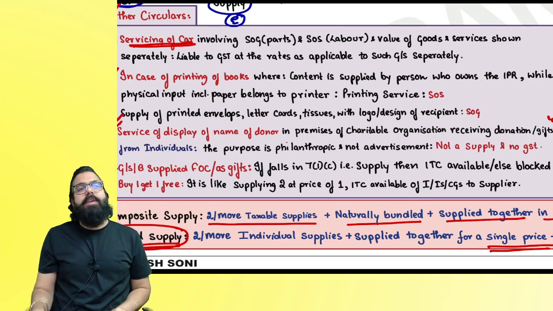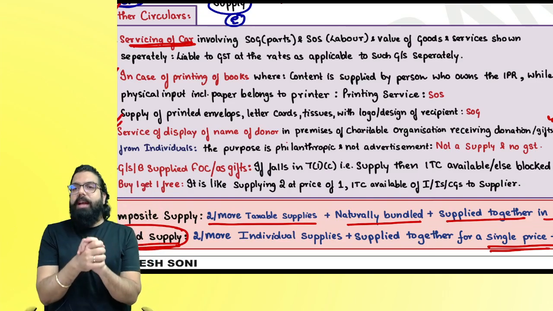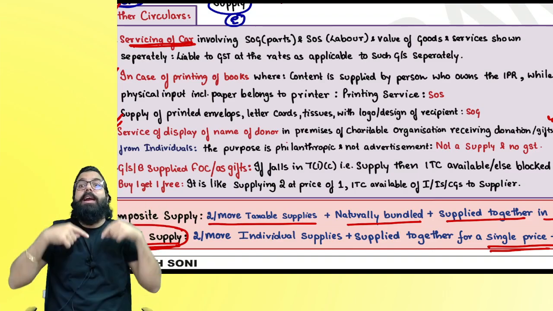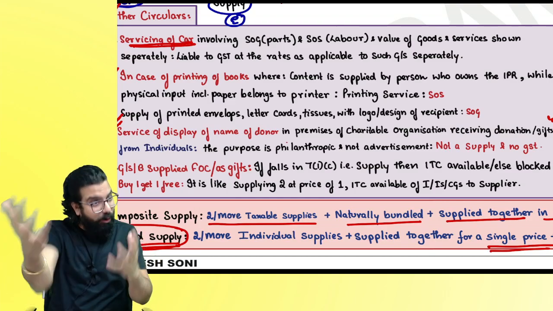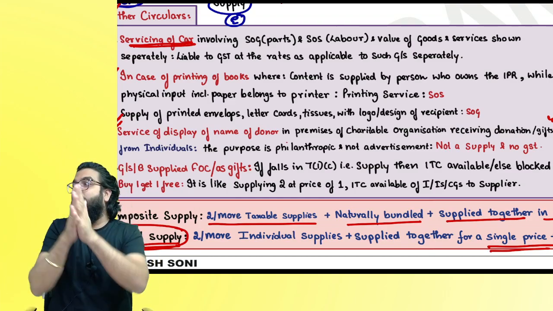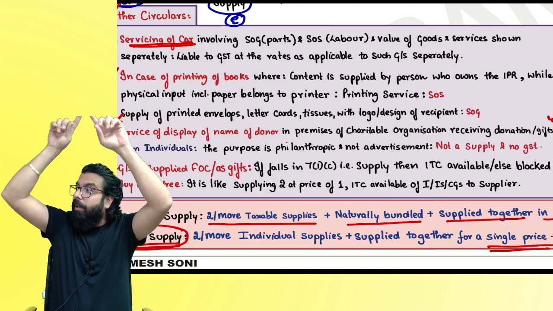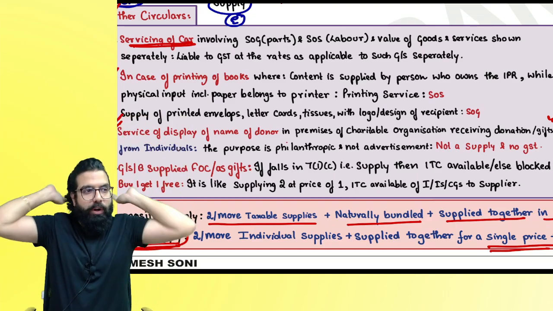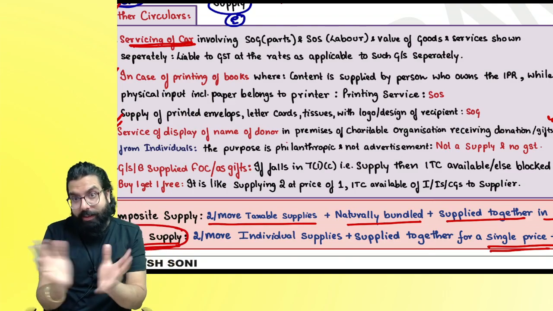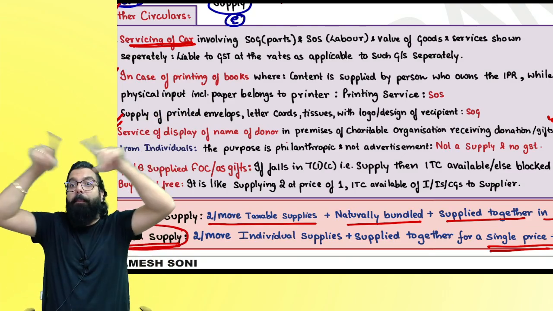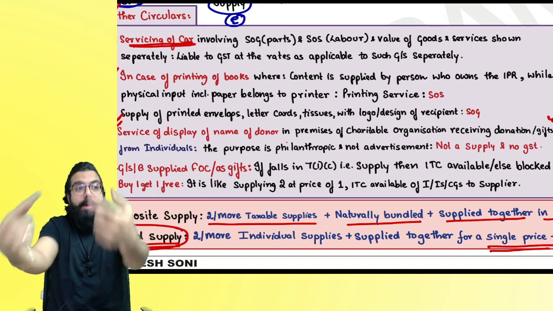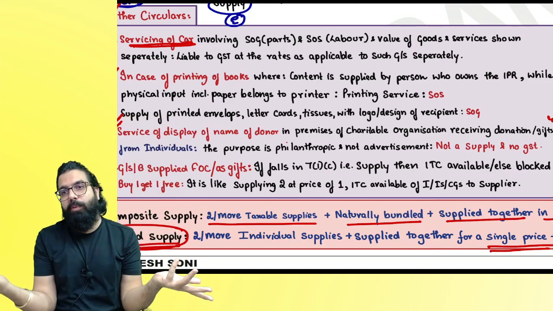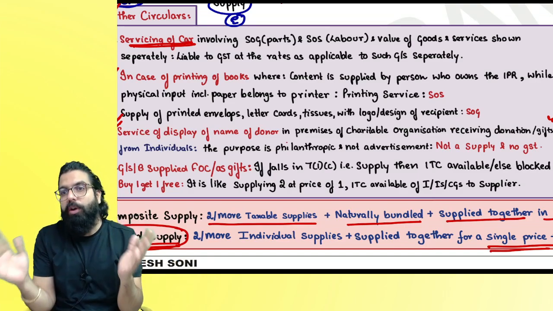Services of display of name of the donor. For example, I gave the temple 10 lakh rupees, and the temple, out of gratitude towards me, said okay, good boy, he has donated to us. They have put my name in the temple saying donated by Ramesh Soni in the love of his students. Now the temple has put one board. Is the temple doing advertisement for me? No. So there is no supply of service given by them, so there will be no GST.